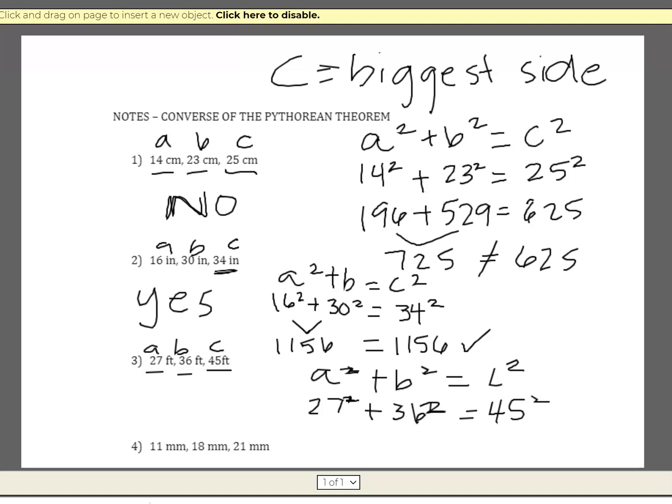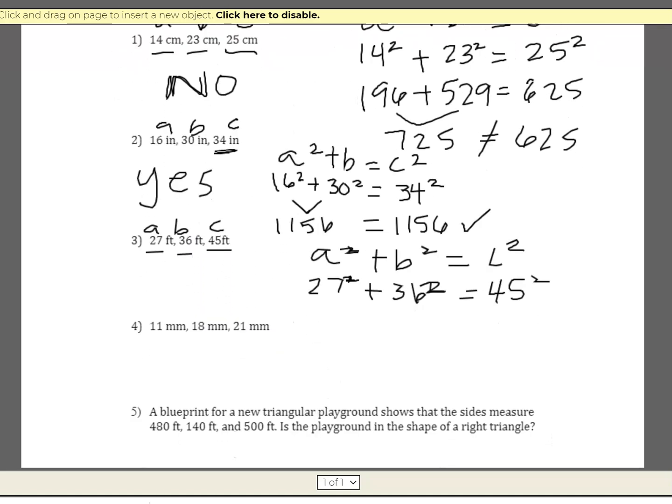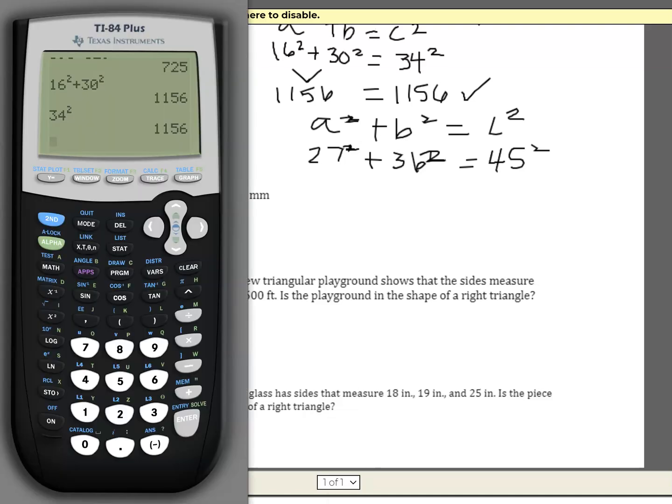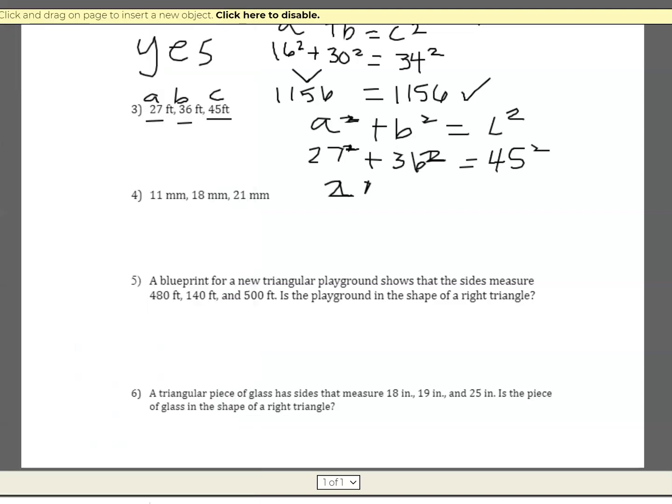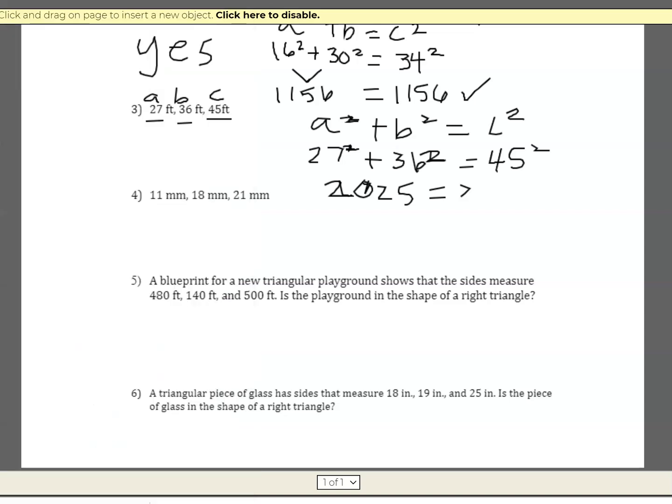All right, so we're going to check. Let me go ahead and move this. So 27 square plus 36 square is 2025. Does it equal 45 square? So we're going to do 45 square on the other side. And yes, they are equal. Ooh, 2025. So yes, this is a right triangle.